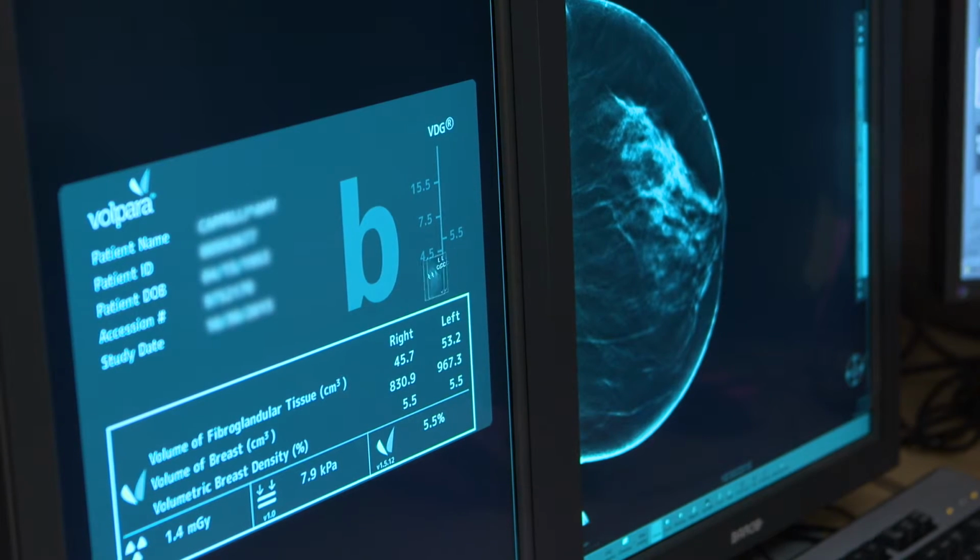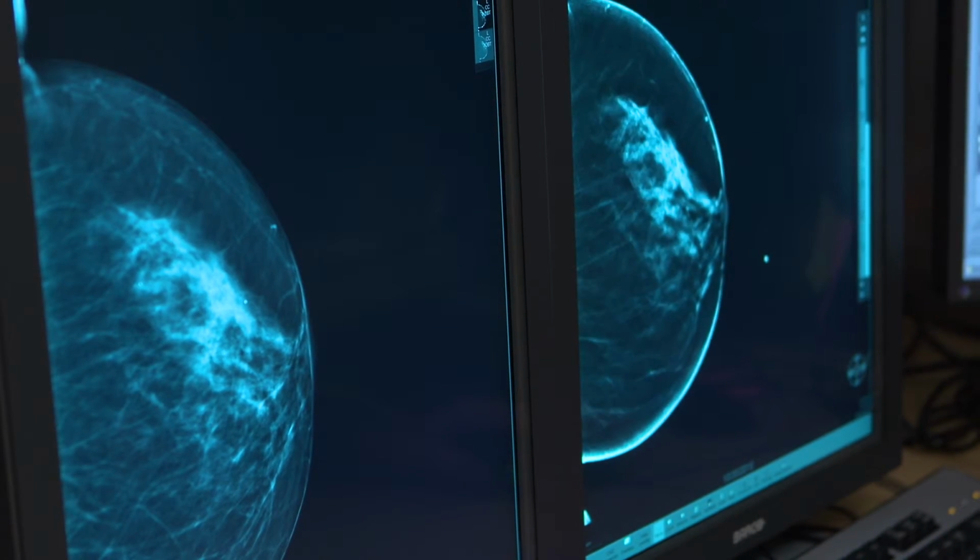We can actually look at systems operations, and we can look at the optimal functioning of a unit. Being alerted to subtle changes in an individual mammography acquisition unit before we see a problem in a clinical image is a great advantage. I think the true benefit of Volpara will actually be borne into the future.